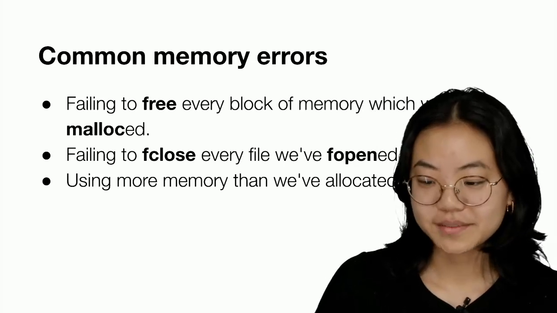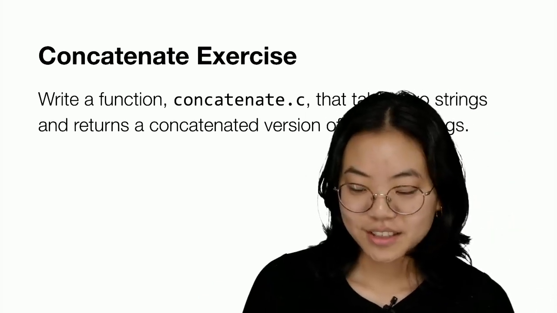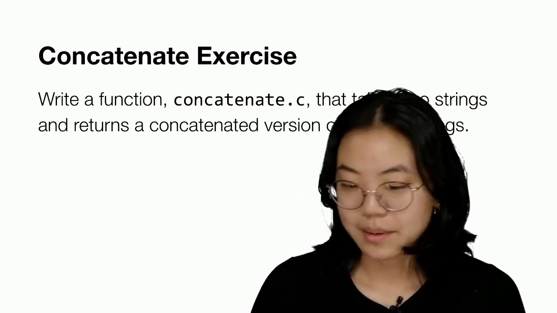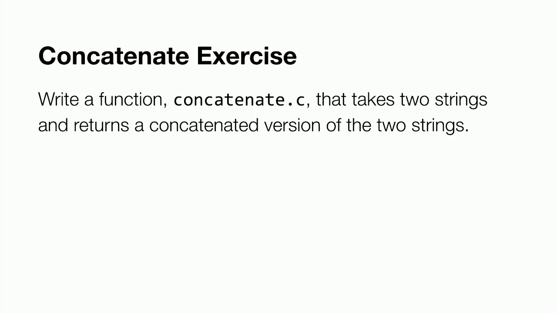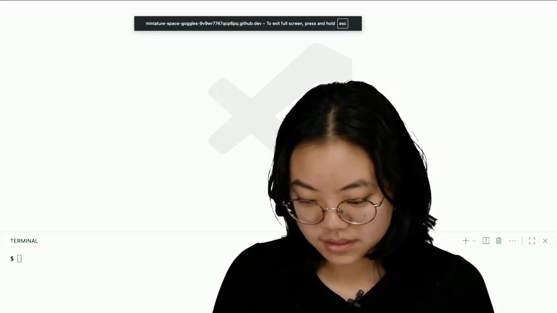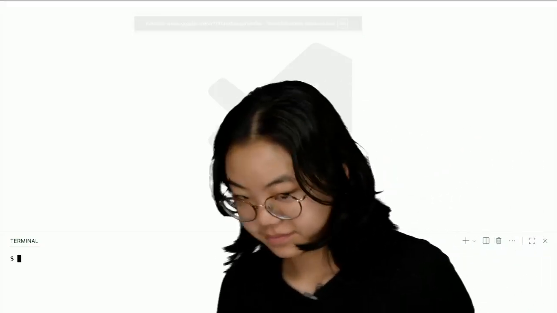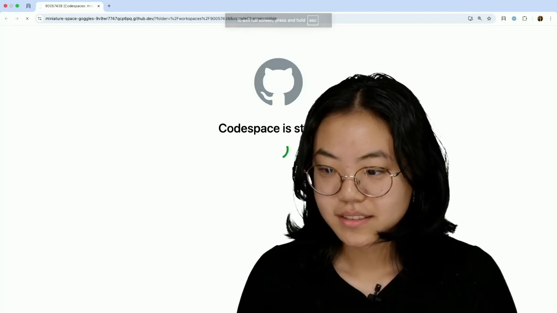Okay. So we're going to get into some practice here using pointers and using malloc. We're going to write a function called concatenate. It takes 2 strings and returns a concatenated version of the 2 strings. Okay, so I'm going to move here to VS Code. Oh, okay, it restarted. Okay, we'll restart it.